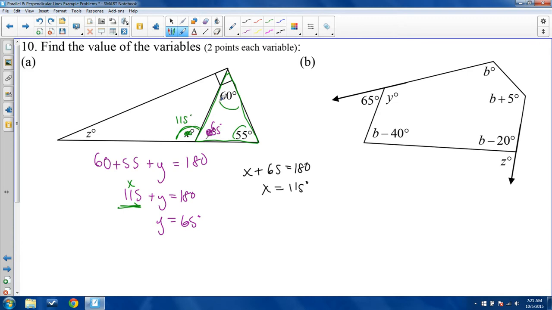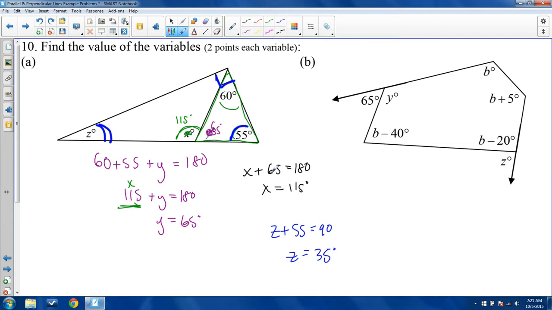Now to figure out z, there are two different ways. I could have done this from the very beginning because 55 and 90 are the two angles of the bigger triangle, and z's right here. And in a right triangle, that means your other two angles are complementary. So z plus 55 equals 90 as well. So z equals, what is that, 35?